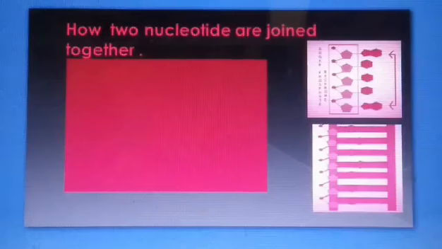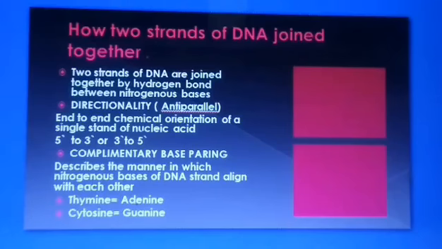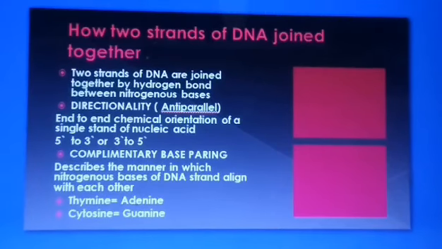Now the second thing you have to understand is how the 2 strands of DNA are joined together and form the 2-stranded molecule of DNA. The 2 strands of DNA are joined together by hydrogen bonds, and between these 2 strands of DNA there is a key difference. To understand these key differences, you have to understand the concepts of directionality and complementary base pairing.